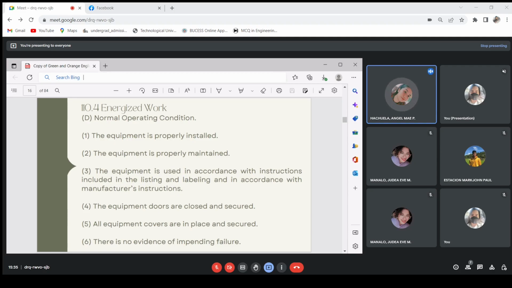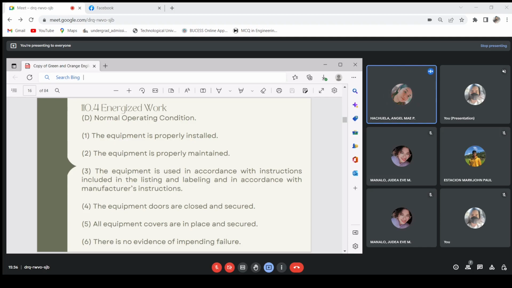Letter D is in normal operating condition of electric equipment. It shall be permitted where a normal operating condition exists. So, paano nga ba natin malalaman if normal condition exists? A normal operating condition exists when all of the following conditions are satisfied. Number 1 is the equipment is properly installed. Number 2, the equipment is properly maintained. Number 3, the equipment is used in accordance with the instructions included in the listing and labeling and in accordance with manufacturer's instructions.